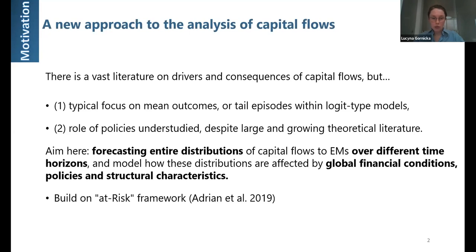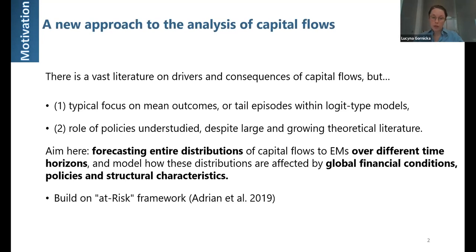So our aim with this project is to use an approach based on quantile panel regressions in order to forecast the entire distributions of future capital flows, with a focus on emerging markets, to do it over different time horizons, and to study the drivers of these entire distributions of future flows. And here I mean both global financial conditions and domestic structural characteristics and policies, with a particular focus on how these two latter ones, policies and structural characteristics, affect the impact of changes in global conditions on capital flows.